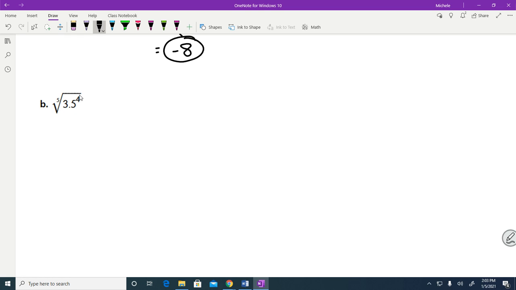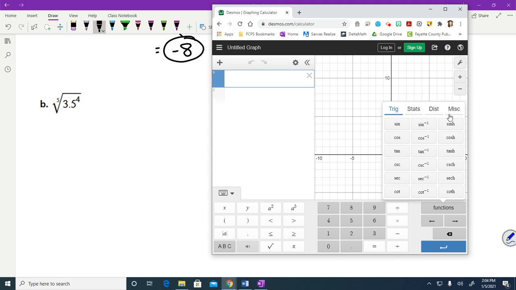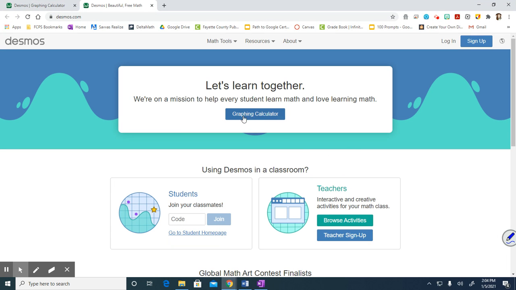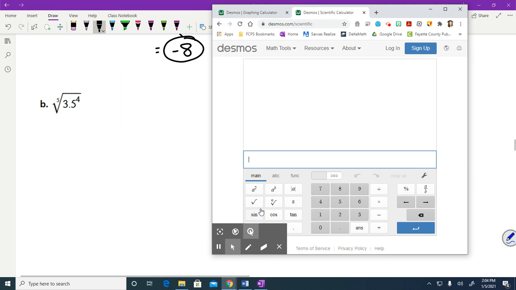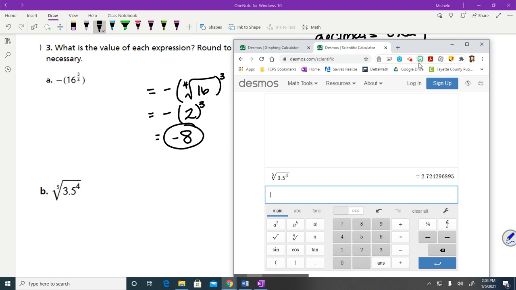The 5th root of 3.5 to the 4th. 3.5 is not on my power chart, so I am going to grab Desmos. Now, if you get tired of clicking here and going to functions and miscellaneous, the other option you have is to go to the Desmos website. Instead of clicking graphing calculator, go to math tools and click the scientific calculator. Then that option is right there for you. So I want to do the 5th root of 3.5 to the 4th power, 2.724, and I'm going to round to the nearest hundredth, which is 2 decimals. So 2.72.